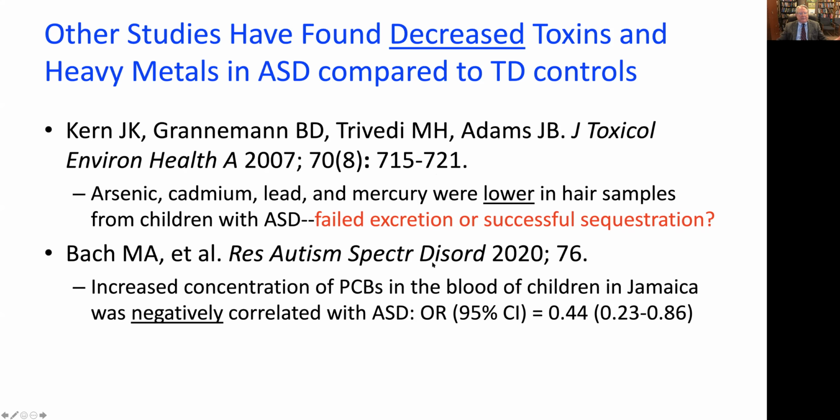And in a paper just published this year, when they looked at polychlorinated biphenyls, the PCBs, in the blood of children in Jamaica, there's also a negative correlation. In other words, the higher concentration of PCB made it less likely the child had ASD, with an odds ratio of 0.44.